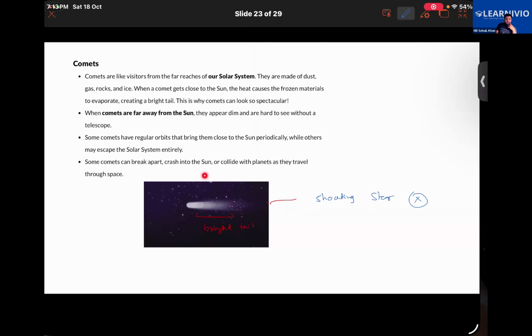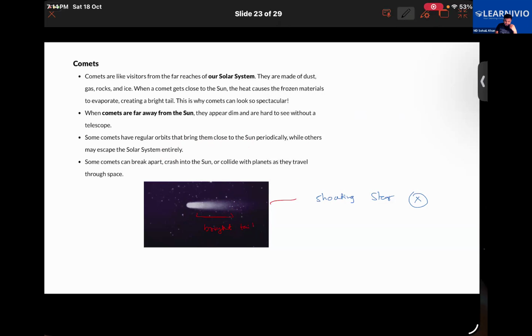When comets are far away from the sun, they appear dim and are hard to see without a telescope. Obviously, when they are very, very far away from the sun, it is difficult to see them. But when they get closer to the sun, then we can see them properly. Some comets even have a regular orbit that brings them close to the sun periodically, while others may escape the solar system entirely.